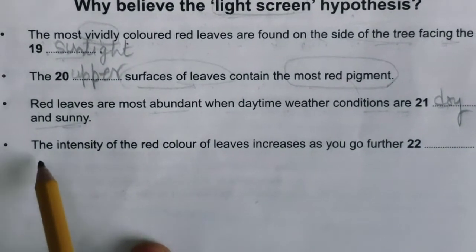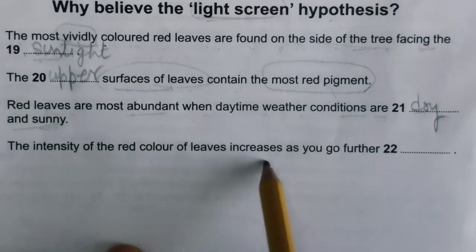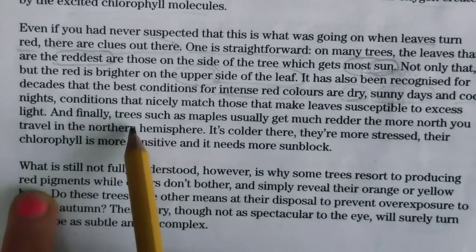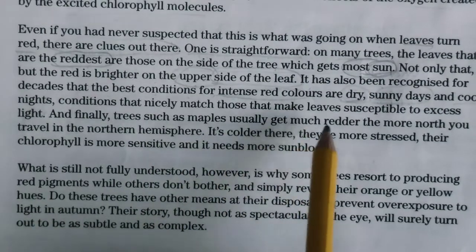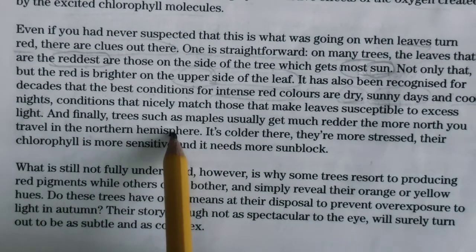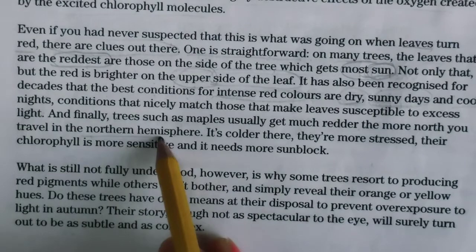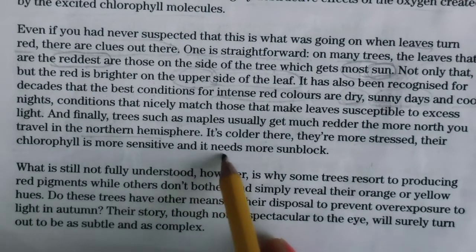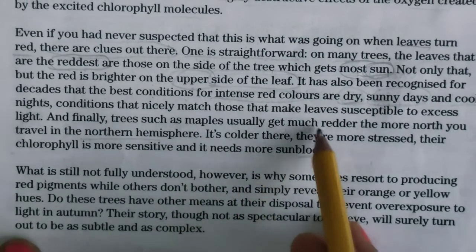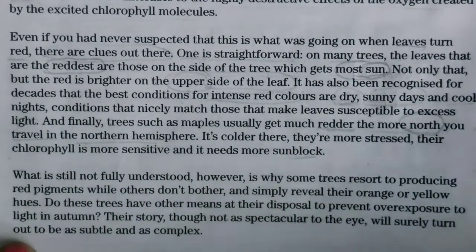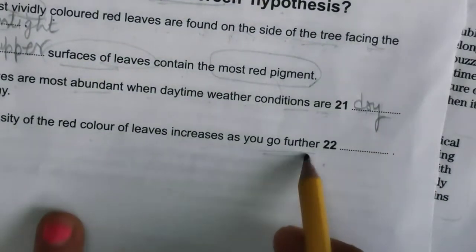Okay, the next one is the intensity of the red color of leaves increases as you go further. Okay, what is that? Okay, and finally trees such as maples usually get much redder the more north you travel in the northern hemisphere. Okay, you travel in the northern hemisphere, it's colder, they are more stressed. Okay, their chlorophyll is more sensitive and it needs more sunblock. So what they are telling, the redder the more north you travel. Okay, yes, no, north would be you go further north.